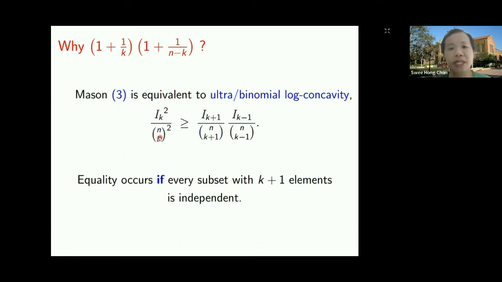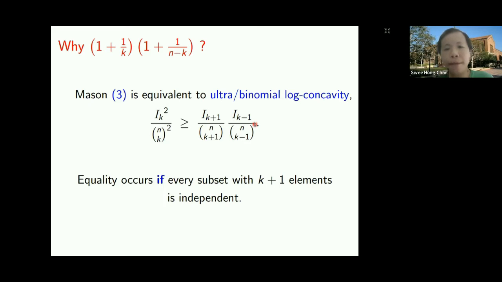So this means that even after you rescale this number I_k by this binomial coefficient, this sequence is still log-concave. And notice that by rescaling by the binomial coefficient, this number now has a probabilistic meaning: it is the probability that a random subset of size k is actually independent.